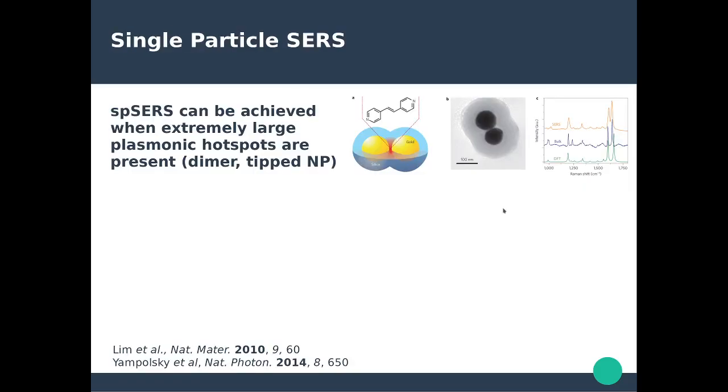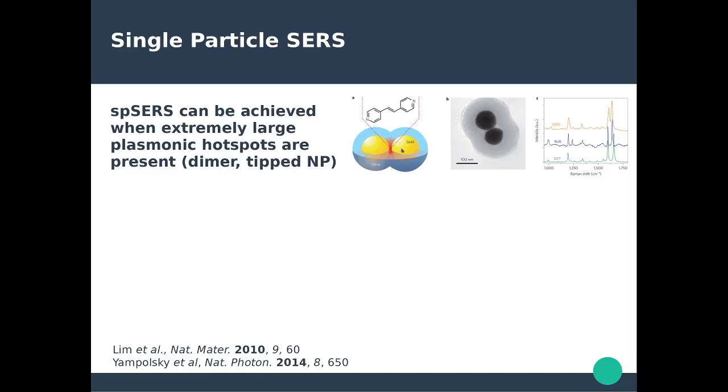Something that has been of interest for applications is single particle TERS. Single particle TERS can be extremely beneficial because you can really make very compact devices, sensing platforms. Especially if you design one single dimer of nanoparticles, you can really design and engineer these dimers so that the gap in the middle is very small, and then basically you achieve extremely large plasmonic hotspots in this gap. So this is the case for a dimer.